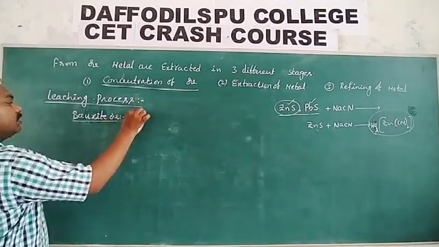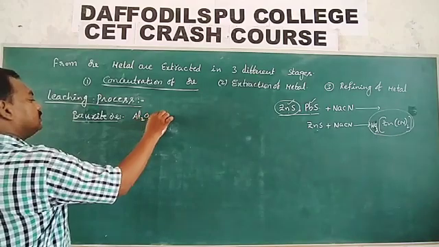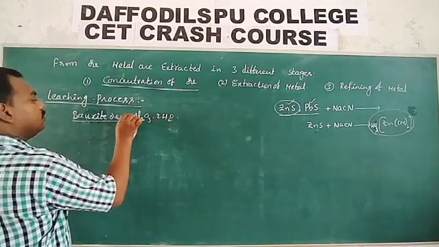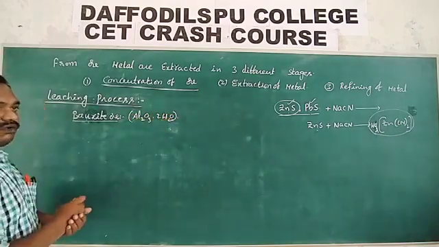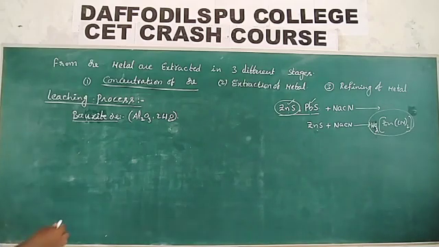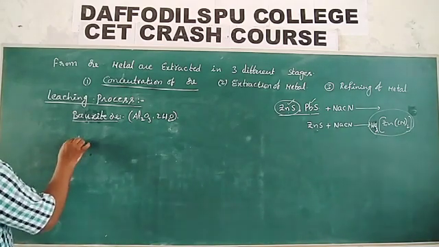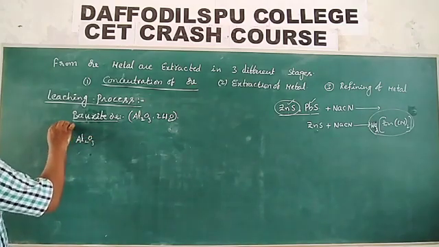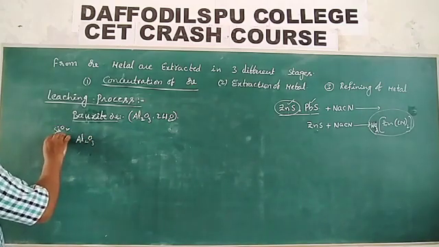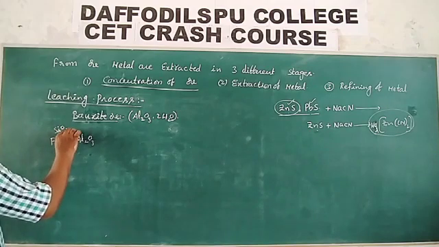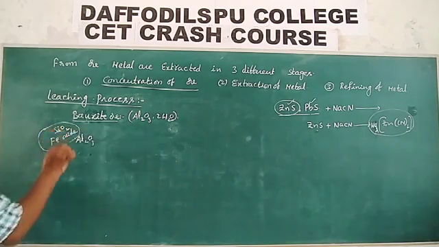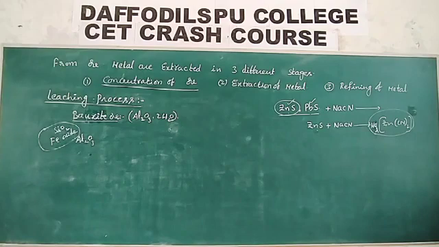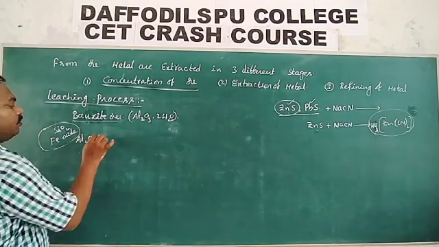So this bauxite ore, the formula of bauxite ore is Al2O3·2H2O. This bauxite ore contains silicon dioxide and iron oxide as impurities.